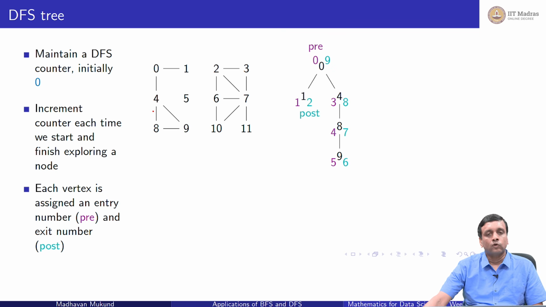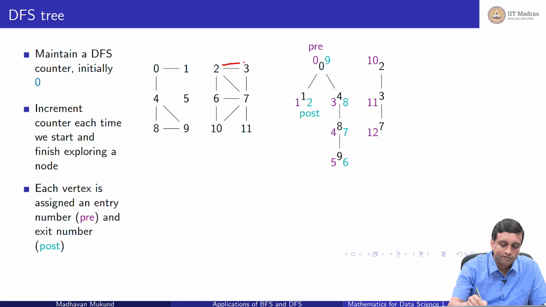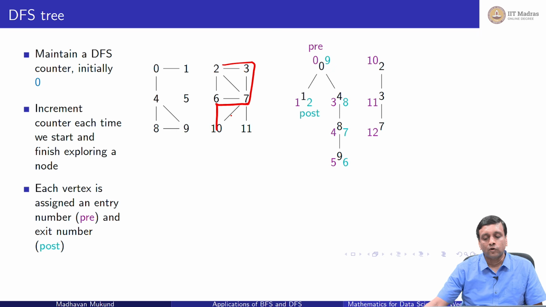Now I go to an unmarked vertex 2 and I continue the same numbering. So I enter 2 with pre-number 10. From 2 I go to 3 with pre-number 11. From 3 I go to 7, so I am following this path. So the smallest neighbor, then the smallest neighbor, then the smallest neighbor, and then I'll get stuck, right? So 2 will go to 3, 3 will go to 7, 7 will go to 6, 6 will go to 10, and then at 10 I'm stuck because I can't go to any vertex which is not visited. So I'll exit 10 with counter 15, then I'll come back to 6.